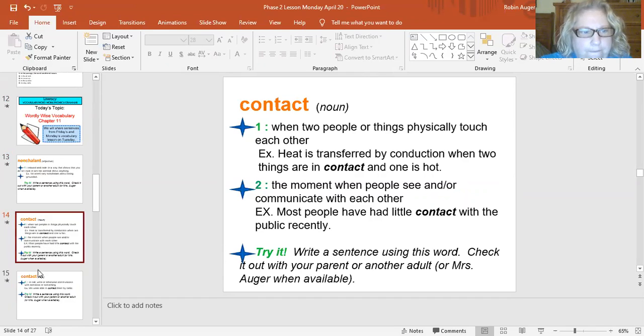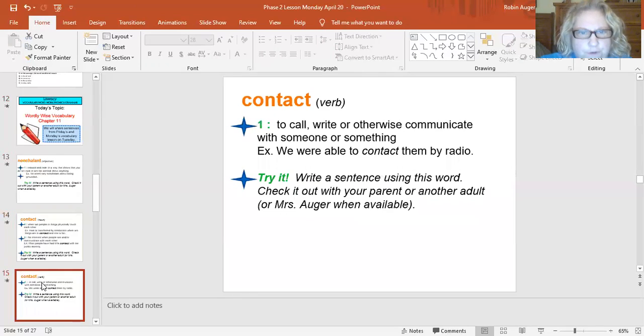Okay. All right, so now contact verb. Definition number 1: to call, write, or otherwise communicate with someone or something. We were able to contact them by radio. So it's the action of getting in touch with somebody or communicating. Okay, so try writing a sentence with contact the verb. You're going to be communicating, you're going to be contacting somebody.